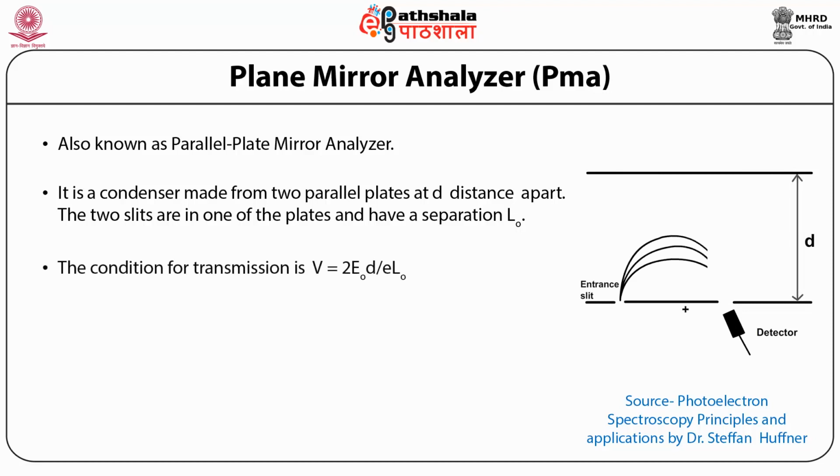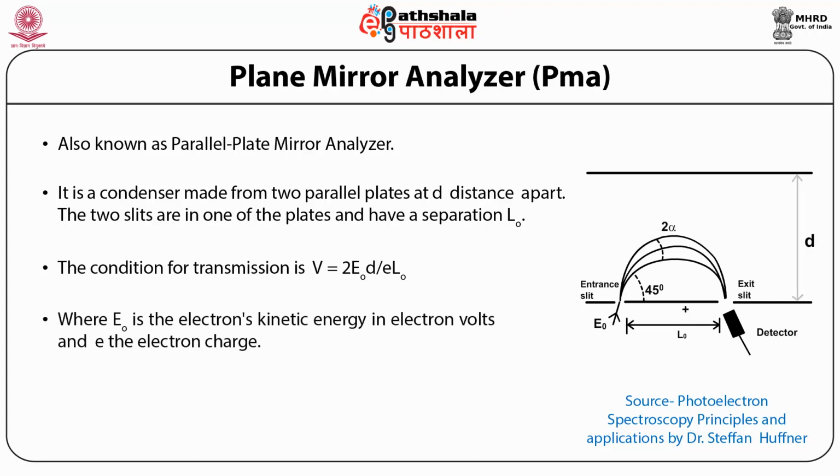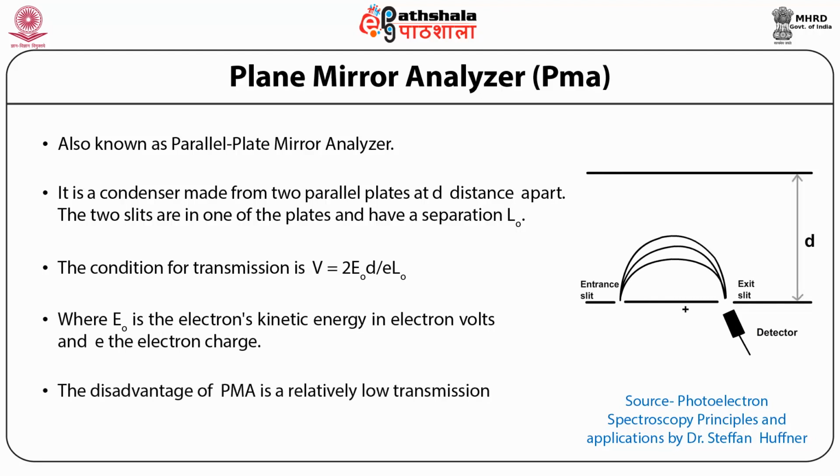In order for transmission to occur, the potential must be V is equal to E naught into D upon eL naught, where E naught is the kinetic energy of the electron in electron volts and small e is the charge of the electron. L naught is shown on this slide. To obtain better focus, the electron entrance and exit angle is capable of being shifted to 30 degrees. But this is not necessarily a good idea as it sacrifices transmission instead.